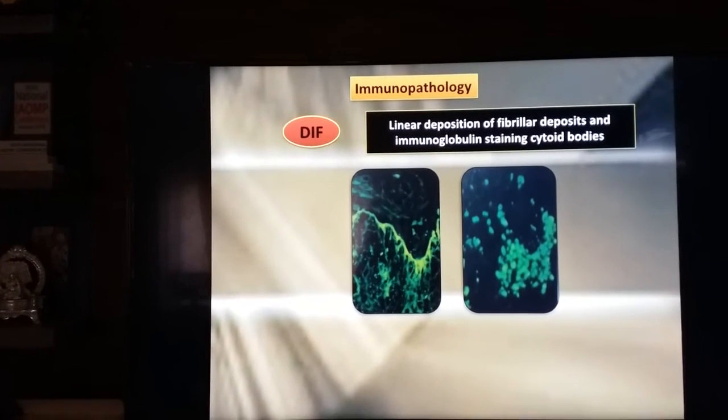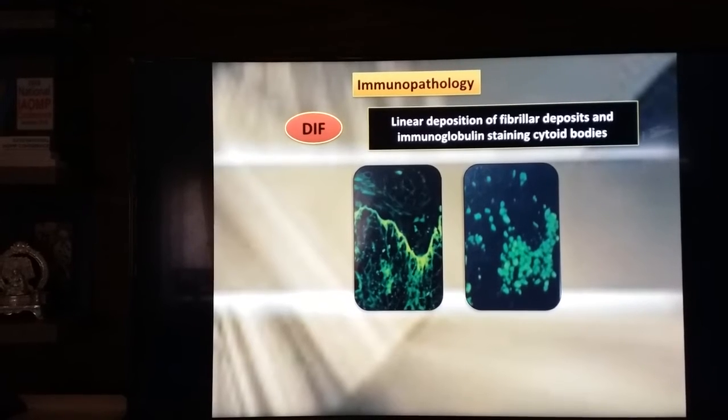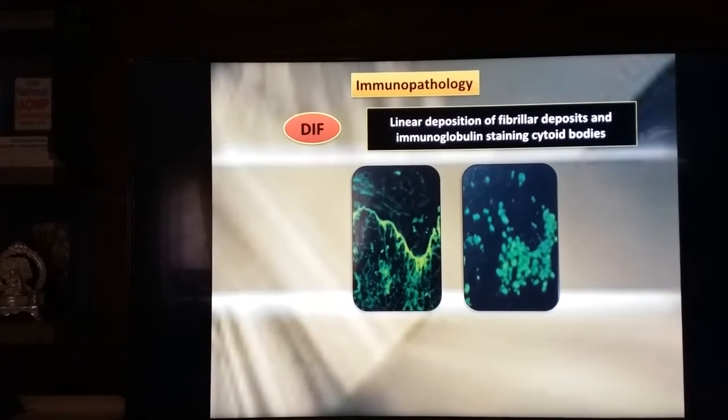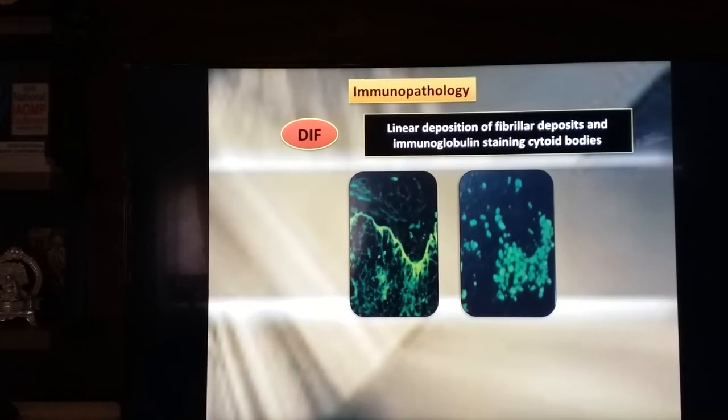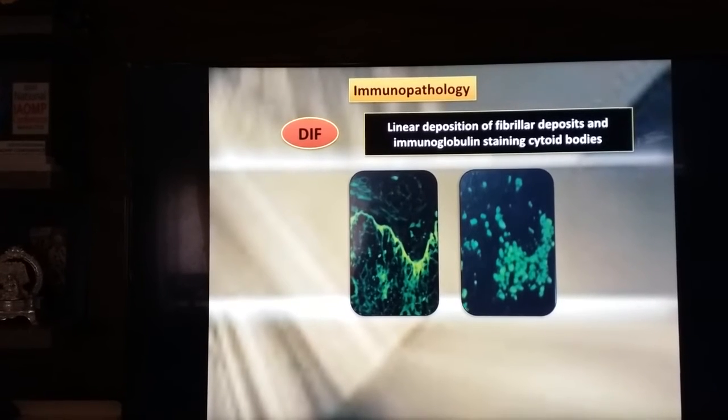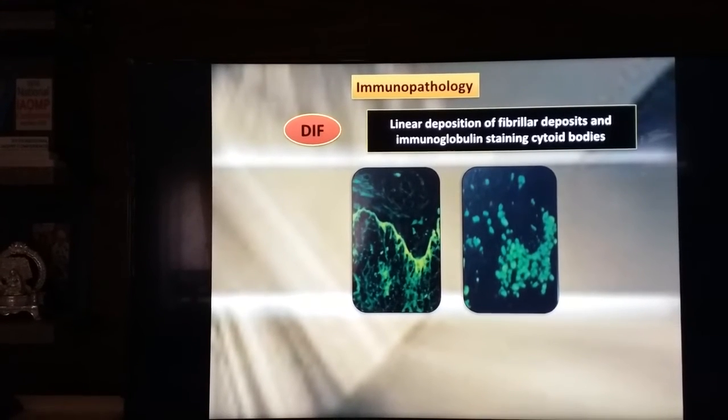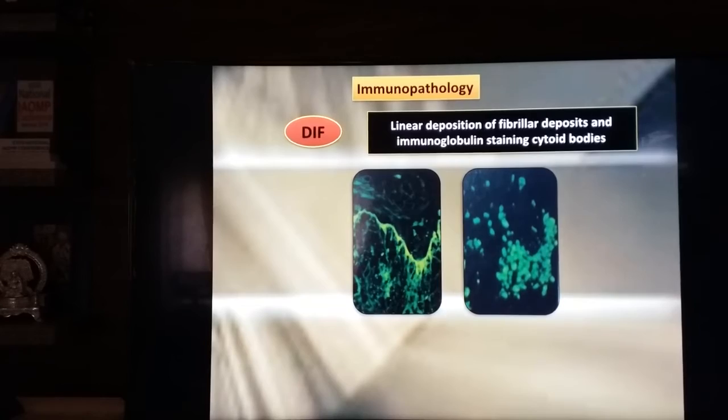Now here is a situation where you will find the presence of characteristic immunofluorescence staining. At the junction you will find the presence of these lesions in the form of cytoid bodies.